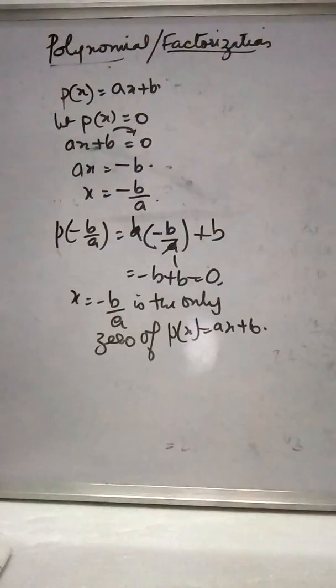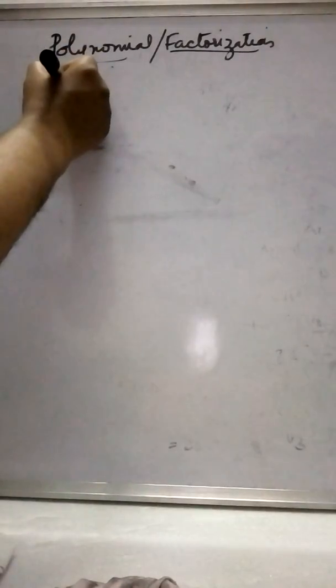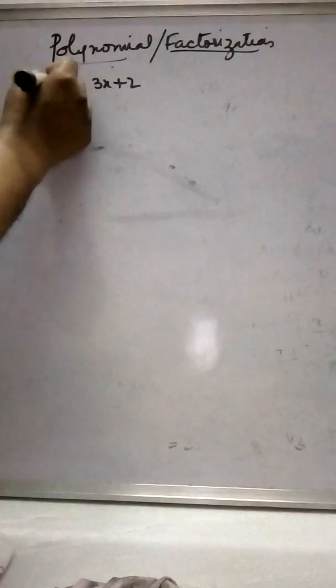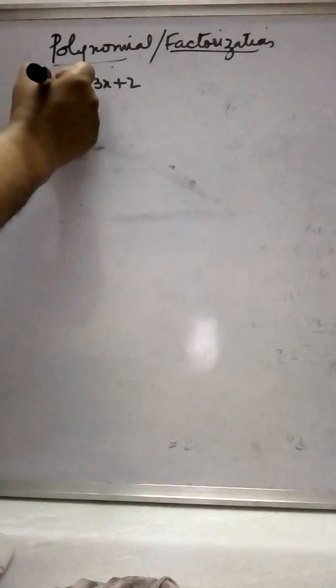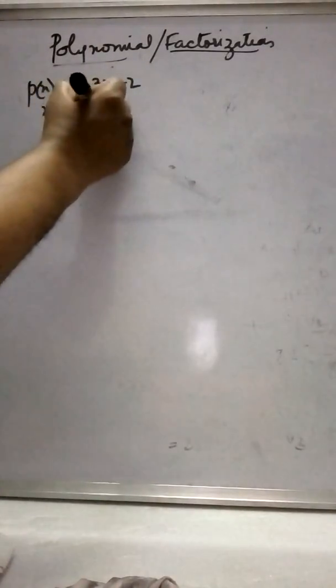For a quadratic polynomial, for example, I have x square minus 3x plus 2. This is p of x. So I want to find out the zero of the polynomial. So now I'll see x is equals to 2 and x is equals to 1.